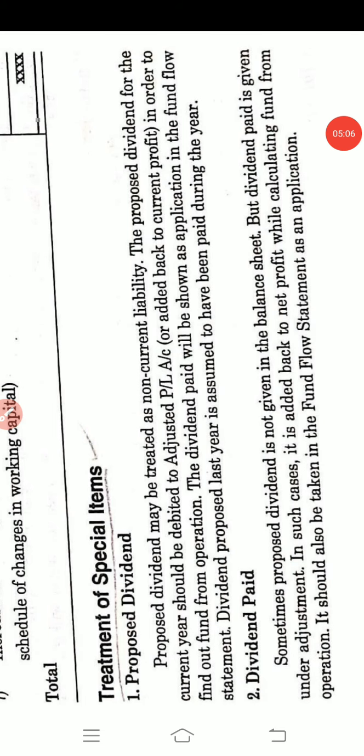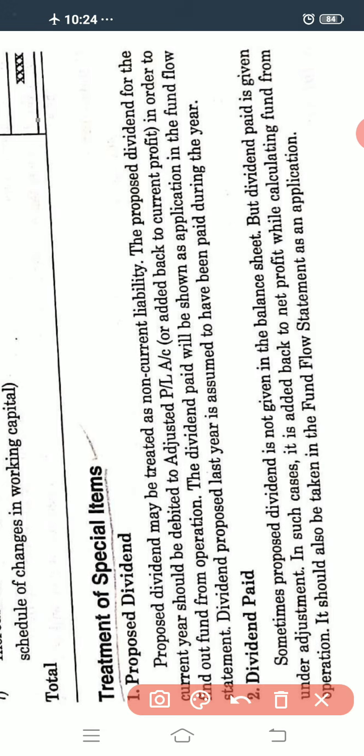So in case of any treatment of the special items, we'll see how we have to treat. So the first one is the proposed dividend. Here, how to treat the proposed dividend? Proposed dividend may be treated as a non-current liability, and the proposed dividend for the current year should be debited to the adjusted profit and loss account, or it is added back to the current profit. That is, while calculating the fund from operation, we have to add this.